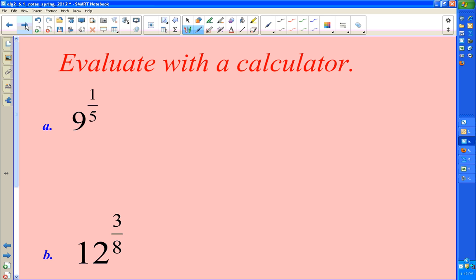9 to the 1/5 power. If you don't have a calculator, you need to get a calculator. It doesn't matter whether it's graphing or scientific right now, but you need to be able to work a scientific calculator for this class. So 9 to the 1/5 power. If you're evaluating that with a calculator, what do you multiply by itself 5 times to get 9?